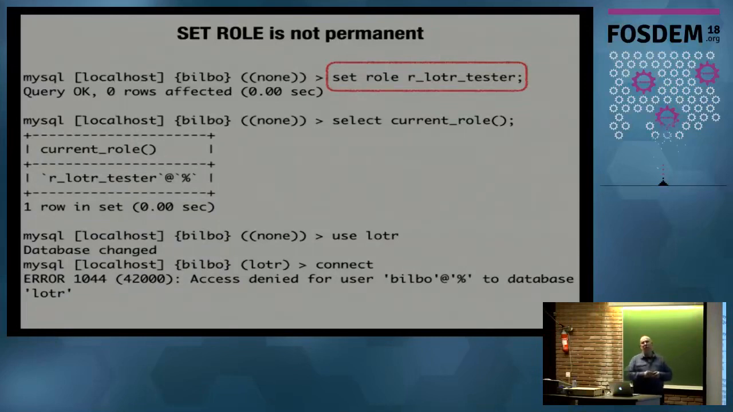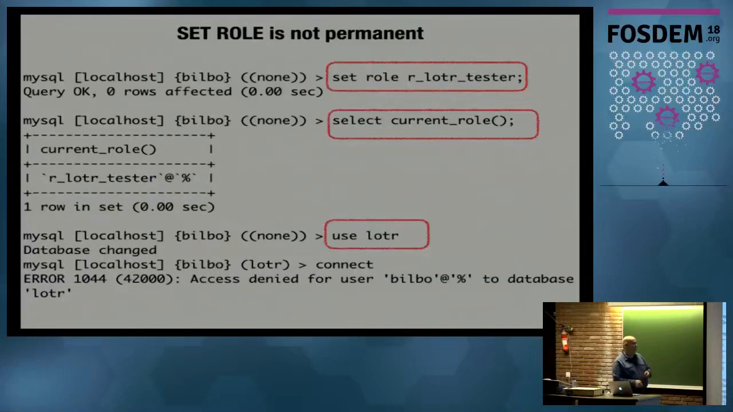The question is what the current role shows if you have many roles assigned as default. It shows the list of roles that were assigned. Set role, select the current role, and you see the name of the role. Then you see that you can enter the database where you should enter. Then if you do a connect, meaning that you restart the connection, the set role expires and then the connection is denied.